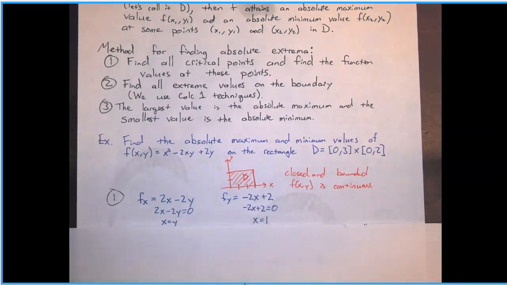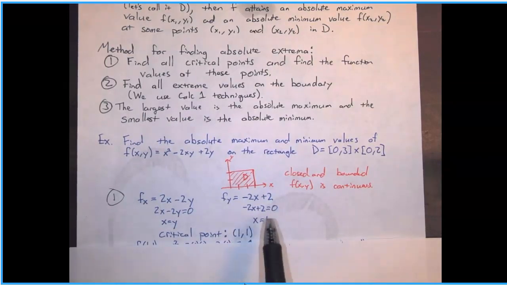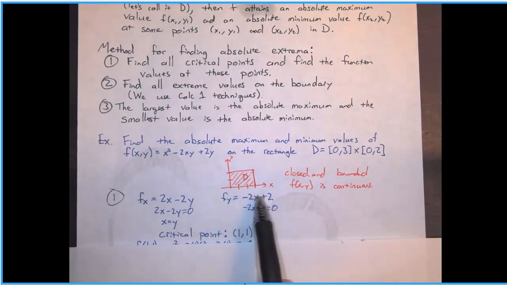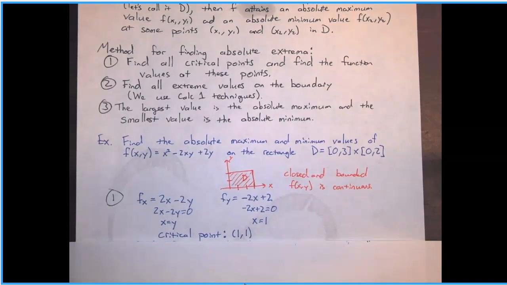So I set them equal to 0 and I solve. Here I get the line x equals y. And here I just get x equals 1. So there's only one critical point inside this rectangle, and it's the point (1, 1). Why? Because 1 is the only value that makes this partial derivative equal to 0. And I want them both equal to 0, so if x equals 1, this equation tells me y has to also equal 1.